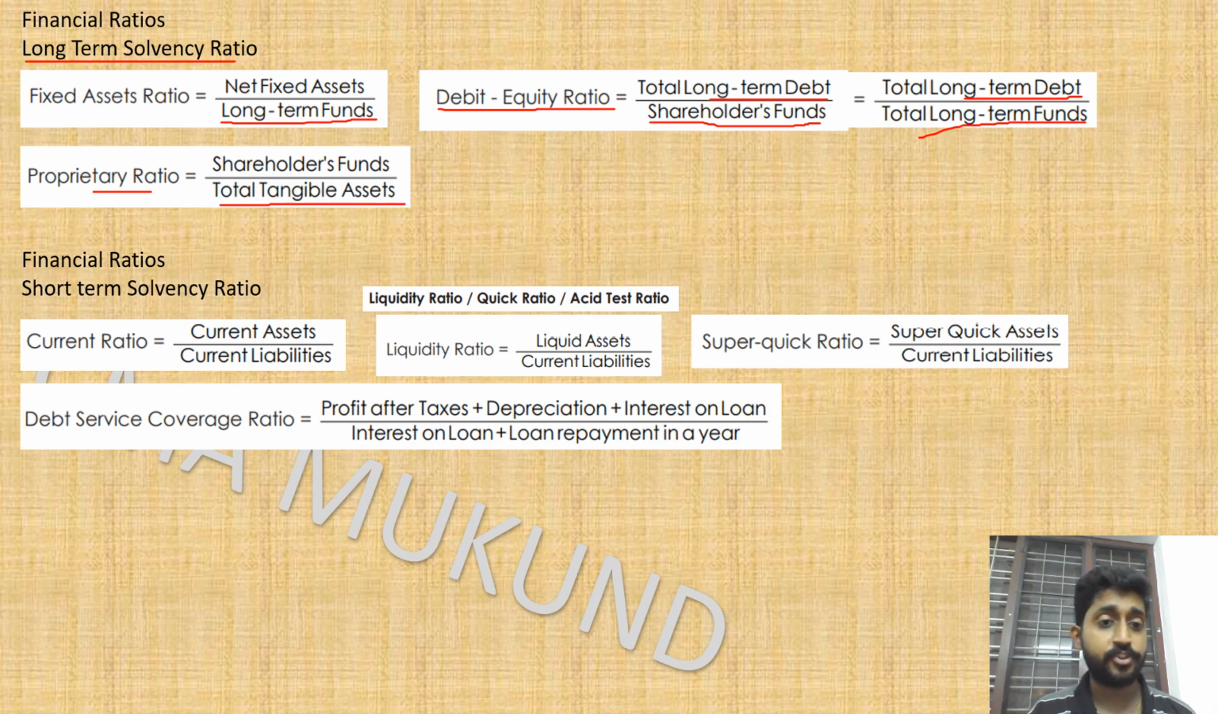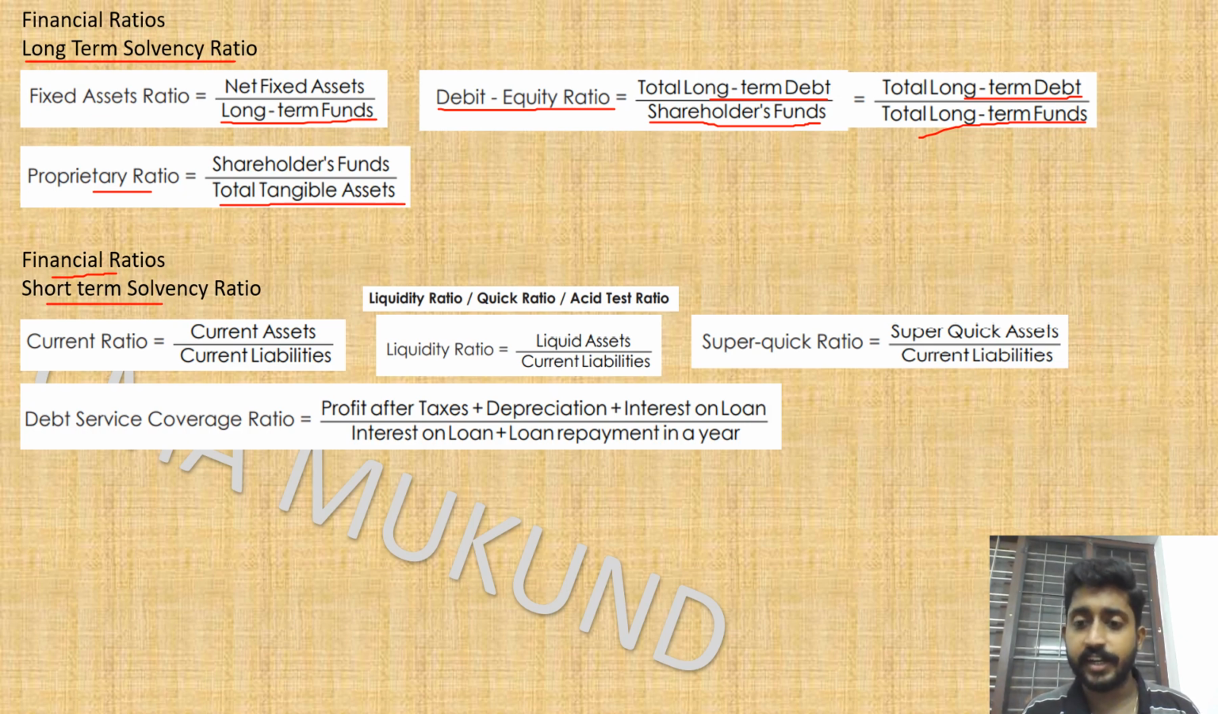Okay, proprietary ratio. Next is financial ratios, short-term solvency ratio. So what is short-term solvency? Current ratio. Every problem will have a current ratio.